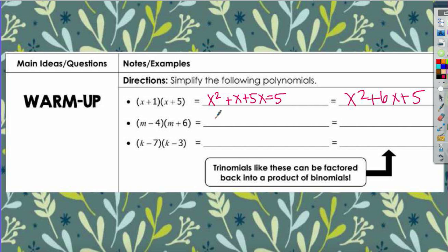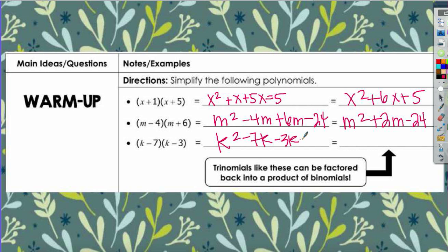When I multiply out the second one, I get m squared minus 4m plus 6m minus 24. So when I combine like terms in the middle, I really have m squared plus 2m minus 24. And the last one, I have k squared minus 7k minus 3k plus 21. So my final answer should be k squared minus 10k plus 21. So that's going forward. So what we're going to do today is try and take these trinomials and go all the way back to two binomials.